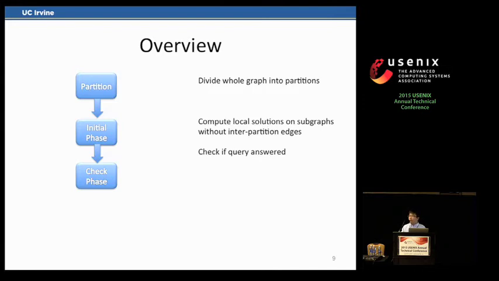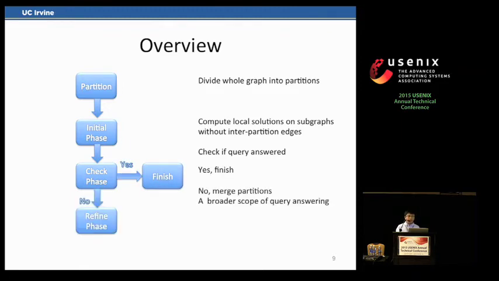Then in the check phase, GraphQ checks if the query can be answered. If yes, we finish. Otherwise, a refine phase is triggered to merge partitions to provide a broader scope of query answering. After the refine phase, the execution loops back to the check phase to check if the query can be answered again.